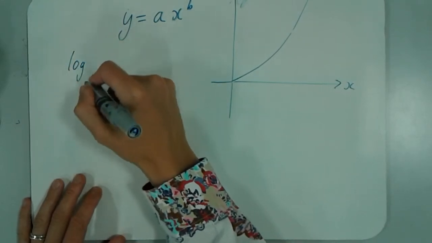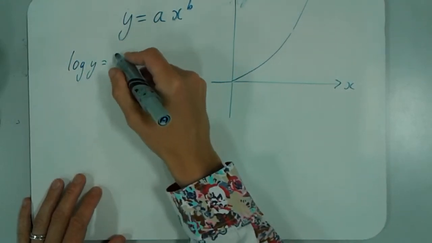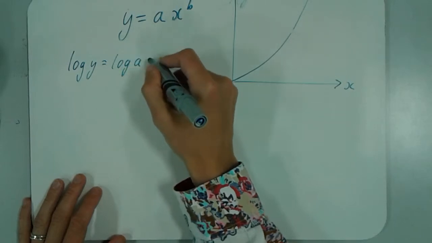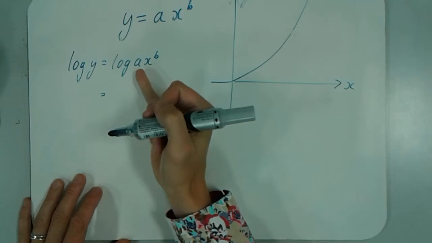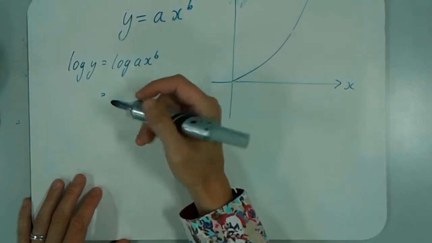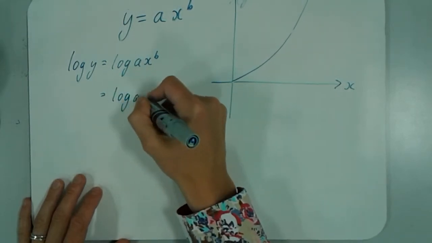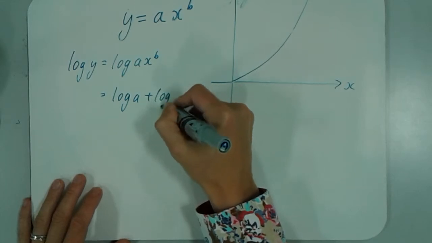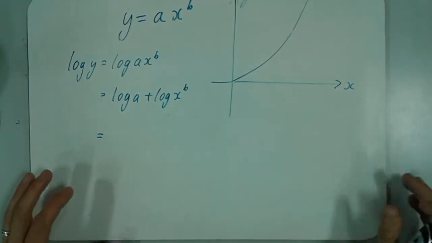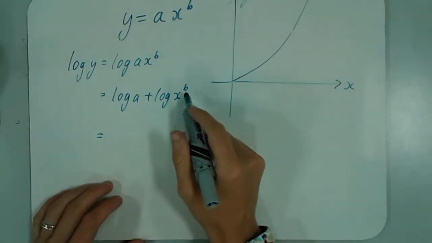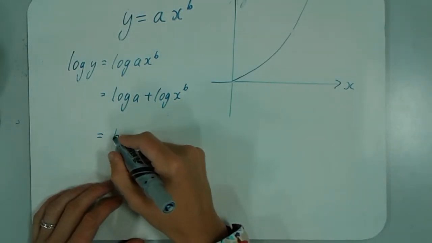We're going to take logarithms of both sides. And same again, we're then going to split this multiplication into an addition. Bring the power to the front.